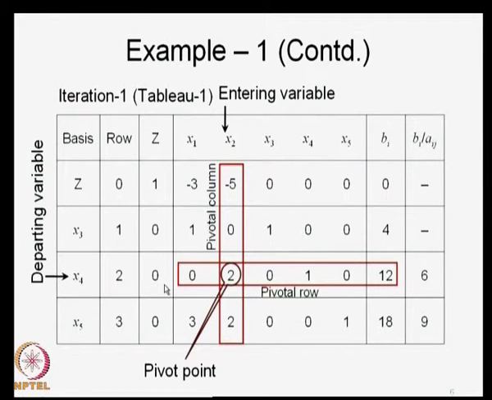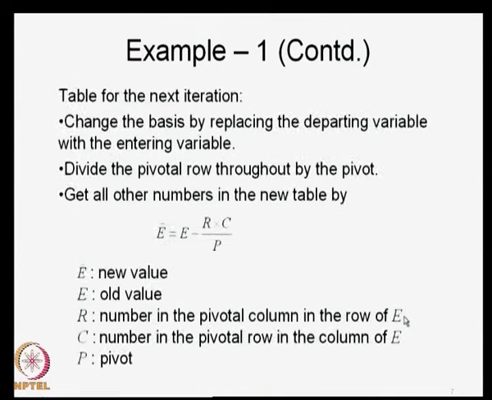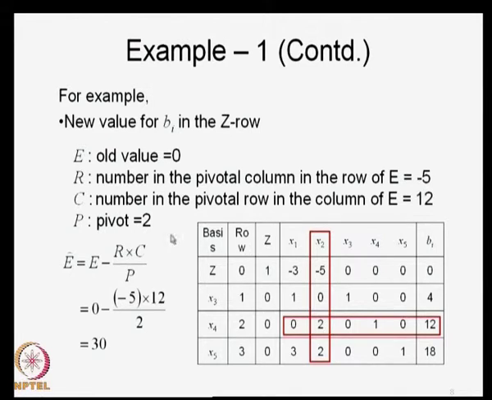So, we go to the next iteration. First, we rewrite the basis Z, x3, x2 and x5. 0, 1, 2, 3 is just a row identification. Z remains the same. First, we rewrite the pivotal row by dividing the pivotal row by the pivot value. So, we write it as 0 by 2, 2 by 2, 0 by 2, 1 by 2, 0 by 2, 12 by 2 up to Bi. This is what we do here.